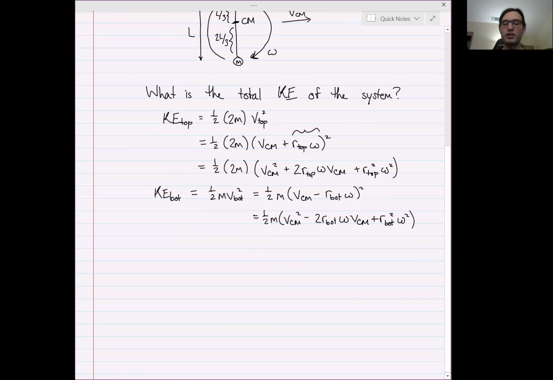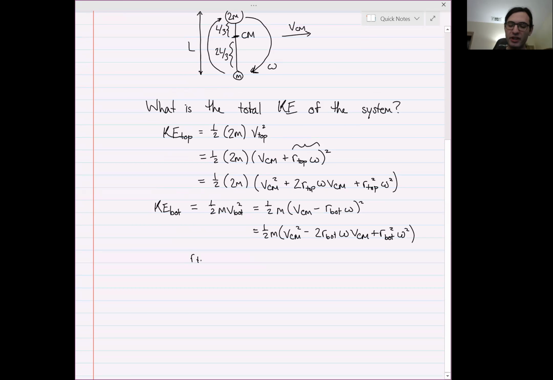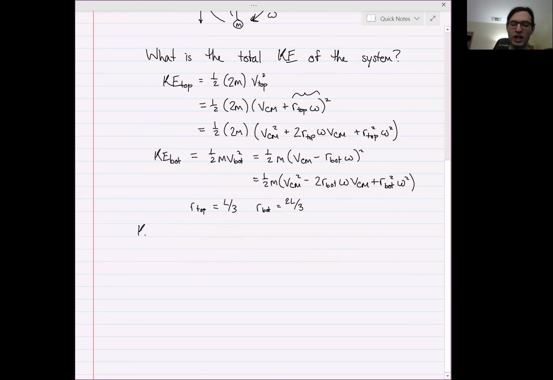Now, like I mentioned above, the distance from the center of mass to the top rock is L/3, and the distance from the center of mass to the bottom rock is 2L/3. And that's just because the bottom rock has less mass than the top rock. So we would expect that the total kinetic energy would just be the sum of the two. Right? Kinetic energy just adds.